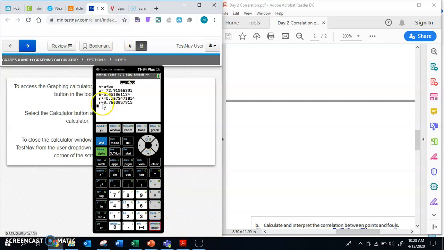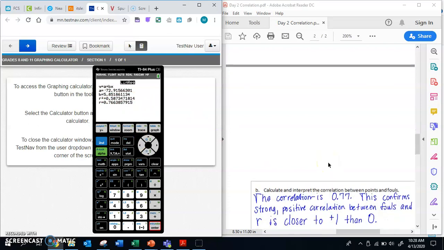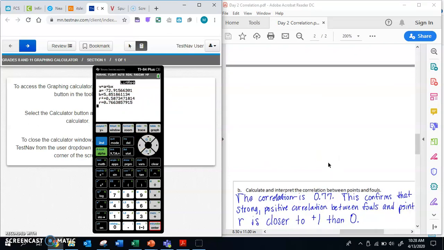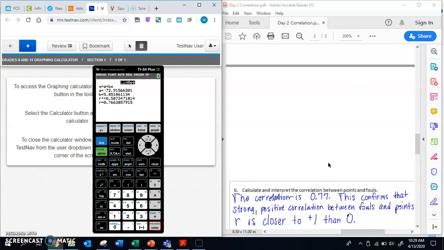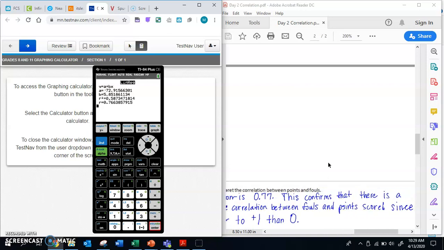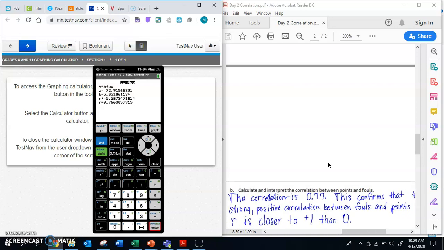So if I hit calculate, it's going to tell me r at the very bottom. So r equals 0.766, and it keeps going. So I'm just going to round that to 0.77. So if I look at part B, we can say the correlation is 0.77, and then that confirms that there is a strong positive correlation between fouls and points scored, since r is closer to +1 than 0.